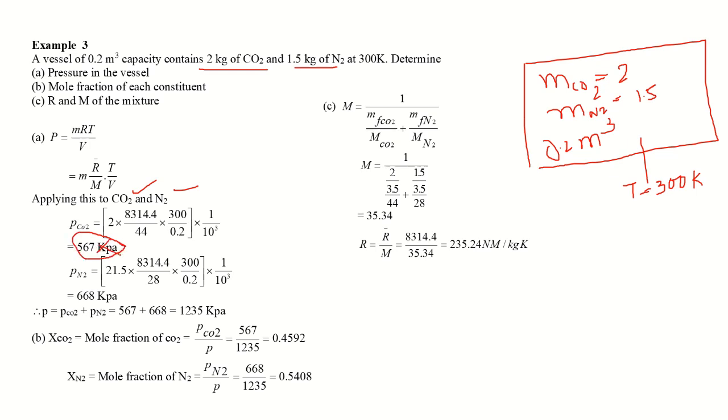This is not correct. Small k, capital P, a. Okay. Similarly, partial pressure of nitrogen, same way you calculate. You will get this. This is kPa. So what should be the total pressure? Partial pressure of carbon dioxide plus partial pressure of nitrogen. You will get this.